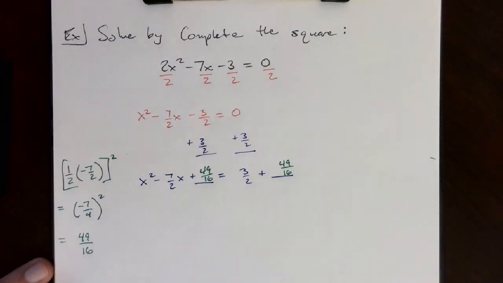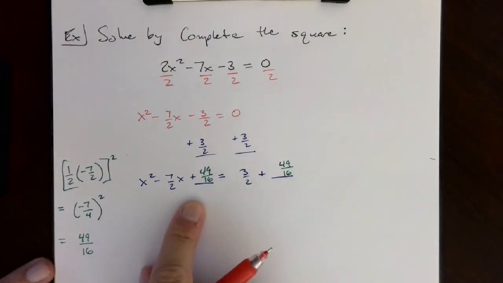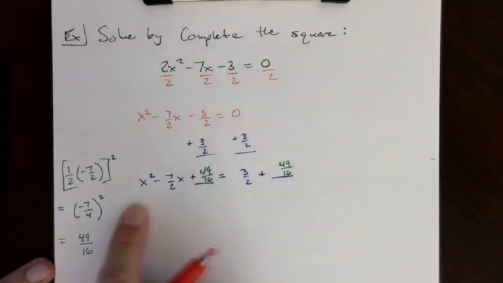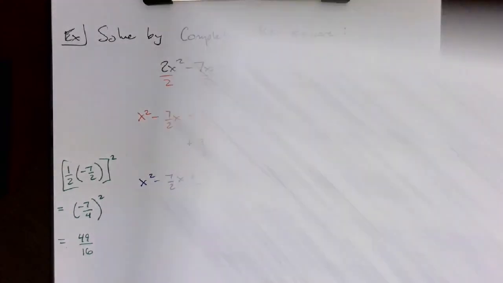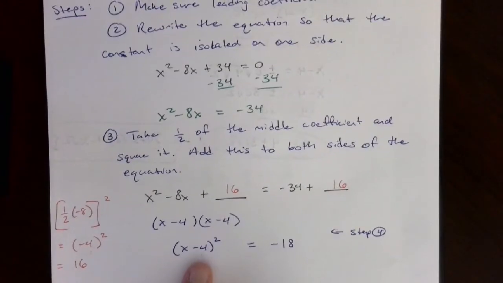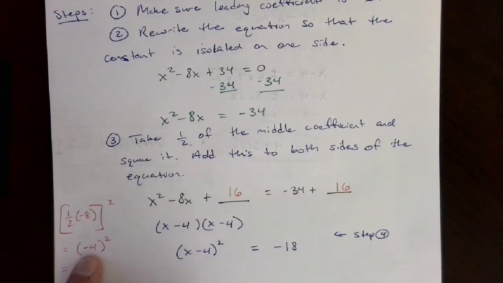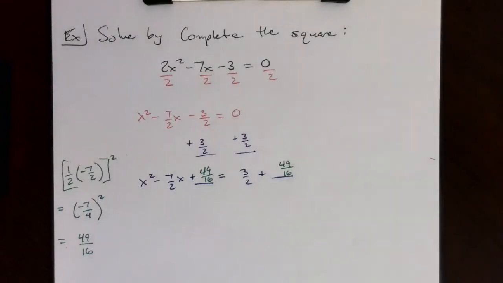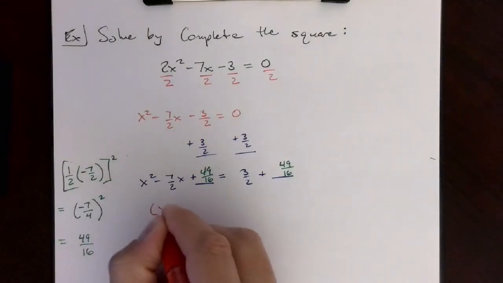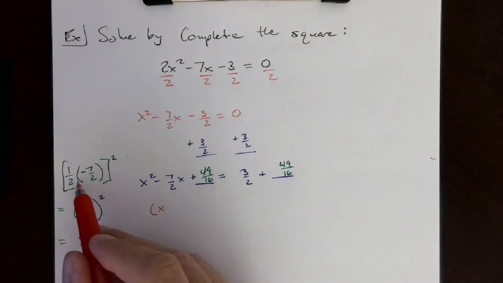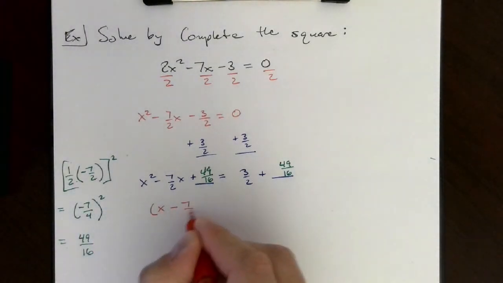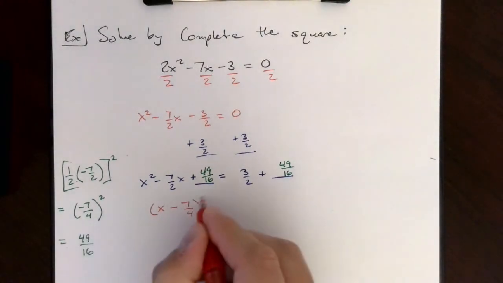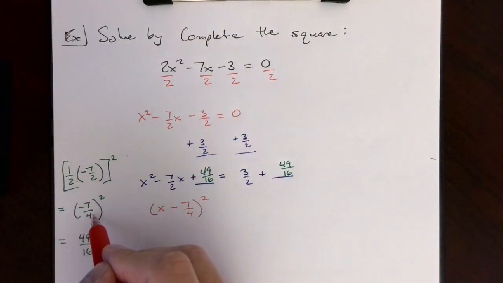Now what do we do? Well, now we want to write the left side as a perfect square. So if I did this properly, this should be a perfect square trinomial. Now it may or may not be obvious to you that it is, but remember I said there's a little bit of a shortcut you can take. When you go to write the perfect square, it's always going to be x plus or minus half of whatever that middle coefficient was. So it's going to be x minus 7/4 squared. Half of the negative 7/2, so it's negative 7/4.